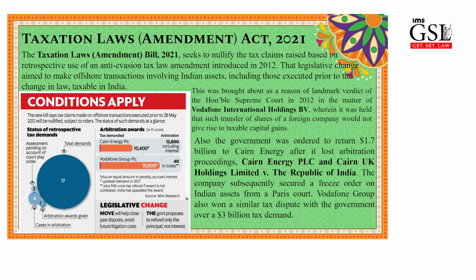The government has also been ordered to return $1.7 billion to Cairn Energy after it lost arbitration proceedings. Cairn Energy and Cairn UK Holdings versus the Republic of India, that is the case's name. The company subsequently secured a freeze order on Indian assets from a Paris court. Vodafone Group also won a similar tax dispute with the government over a $3 billion tax demand.